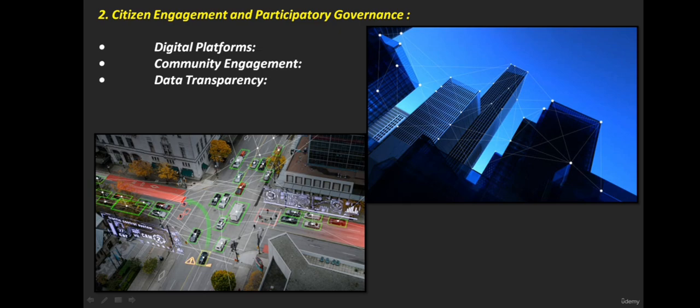As for community engagement, organize town hall meetings, focus groups, and workshops to involve the citizens in local governance. What about data transparency? Make government data accessible to the public to foster transparency and accountability.